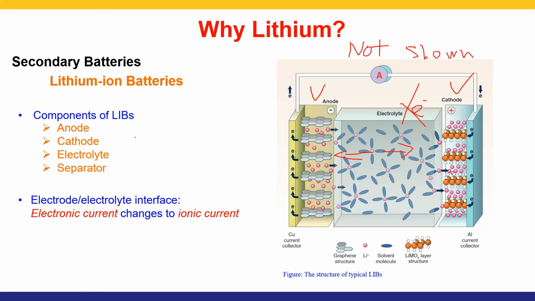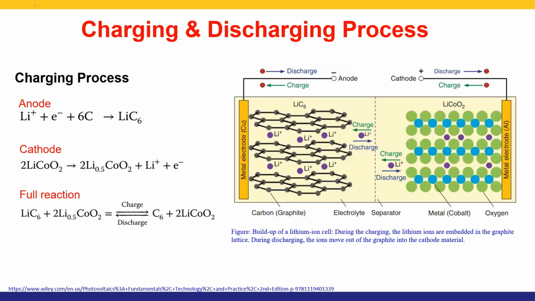Now let's take a look at the charging process and the discharging process of lithium-ion batteries. First, we talk about the charging process. In the charging process, electrons are injected into graphite from the external circuit.